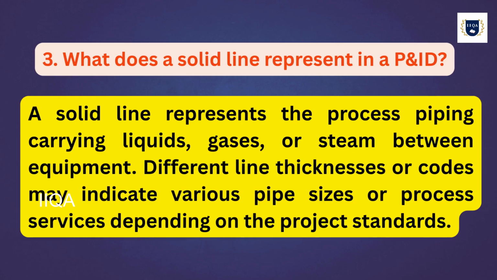What does a solid line represent in a P&ID? A solid line represents the process piping carrying liquids, gases, or steam between equipment. Different line thicknesses or codes may indicate various pipe sizes or process services depending on the project standards.